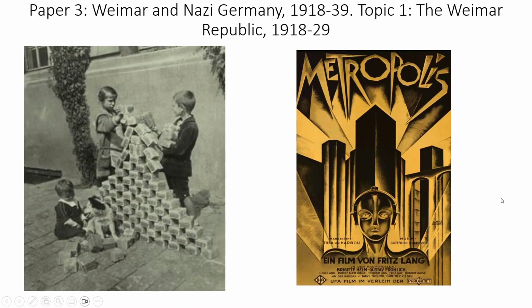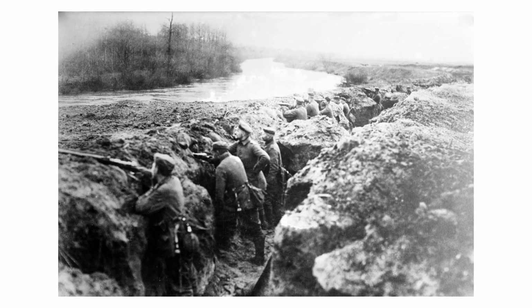Okay, welcome to the first video of paper 3. This is Weimar and Nazi Germany 1918 to 1939, and this video is going to talk through key topic 1, which is the Weimar Republic, looking at the years 1918 with its inception through to 1929, with the gradual collapse of democracy in Germany and the rise of the Nazis and Hitler.